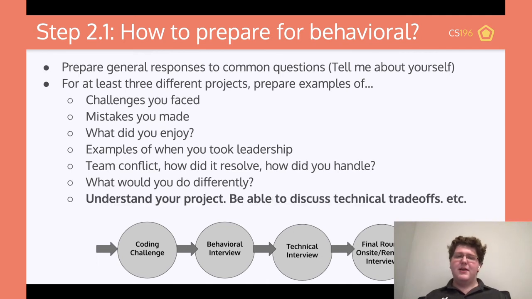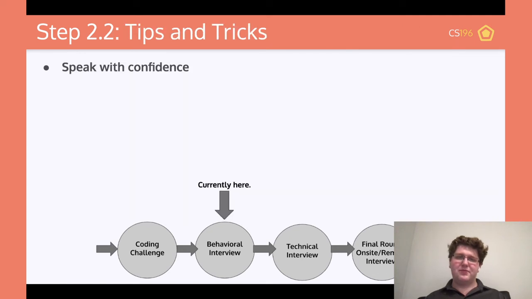And finally, understand your project, right? Be able to discuss technical things, even though it's a behavioral interview. Sometimes going into the technicals will be helpful as long as you keep it relatively brief. Just make sure that you're actually talking about your project and not just some generic situation that you can make up off the top of your head, right? Because in that case, they'll know, you'll know, it just doesn't work out. You want to talk about real world situations.